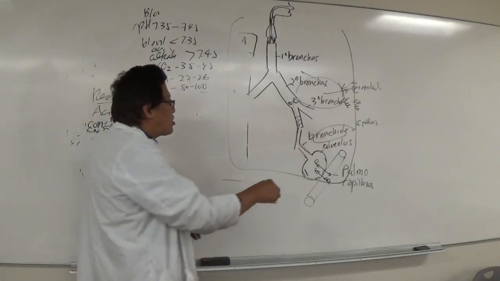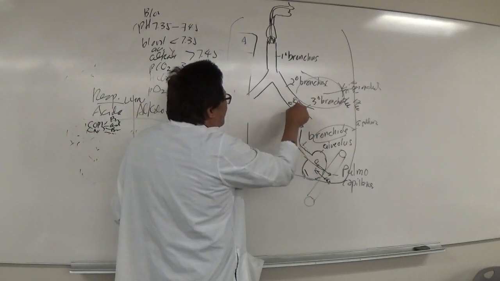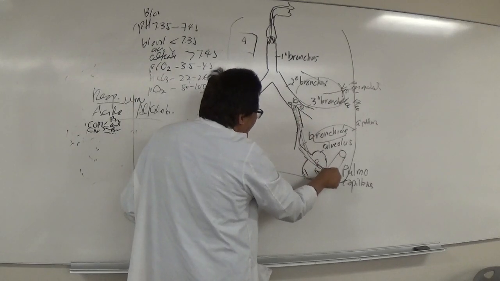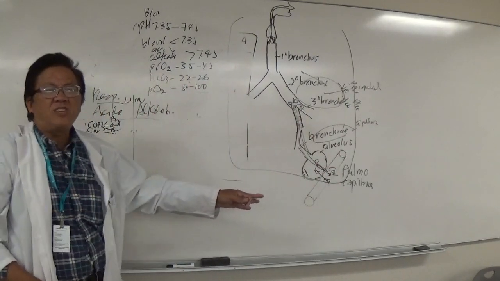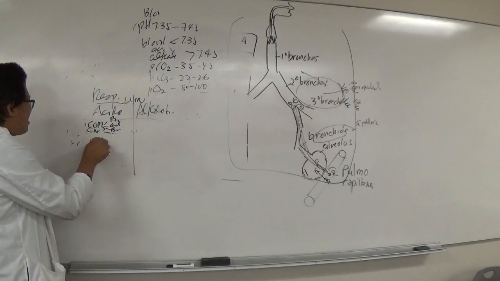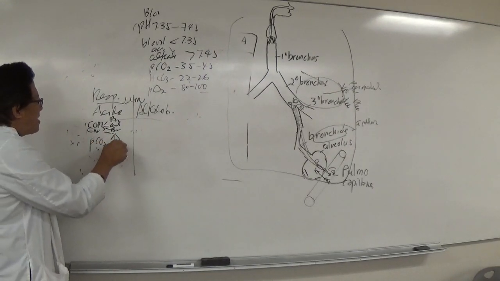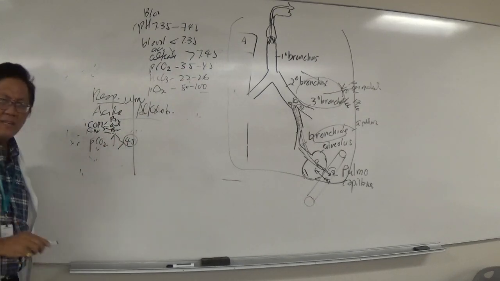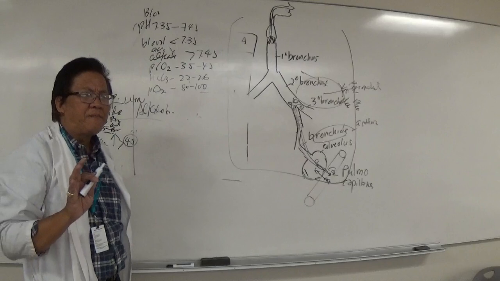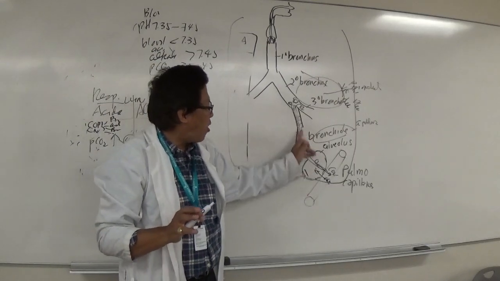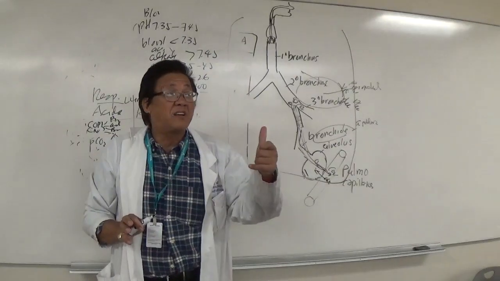Now, what about the CO2? If the CO2 is not able to go out, where does the CO2 go? It goes back to the blood. What happens to the blood levels of CO2? Will it go up or down? Go up. The CO2 will go up. So it will be greater than what? 45. Right? Does it make sense to you guys? Yes. Okay? Why? Because you were not able to exhale. It goes back to the blood. That's the reason why the levels are high.